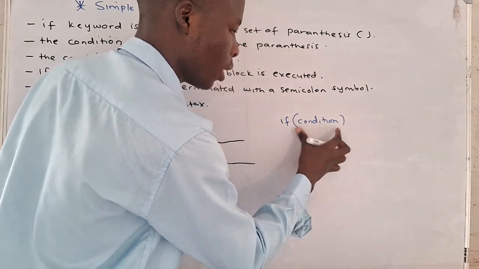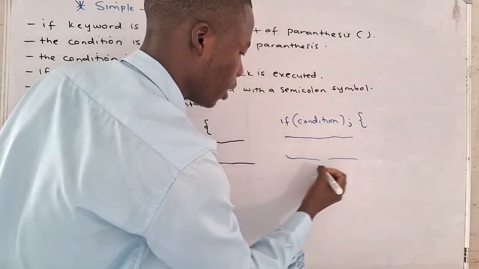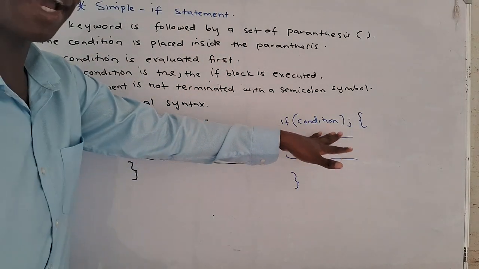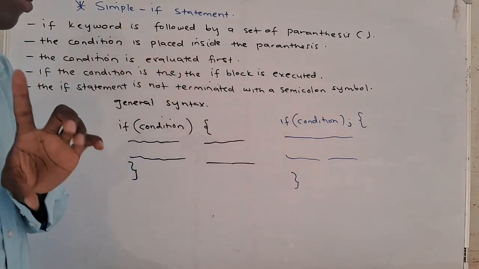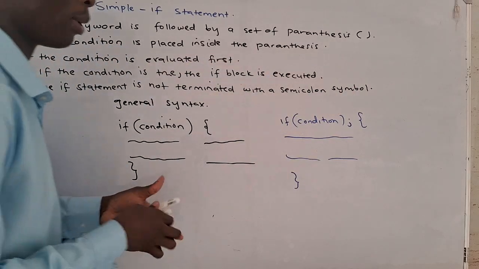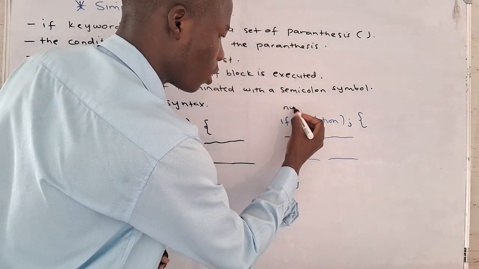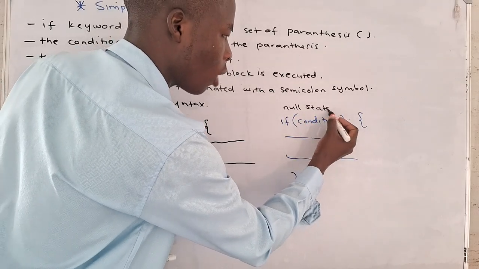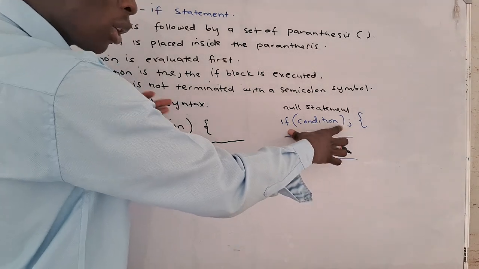This is the condition in the parentheses, then a semicolon, and you are writing some statements here. Then this is the closing curly bracket. What will happen? The compiler is not going to give you an error. But it is going to think this statement is a null statement. It is going to take this statement as a null statement. So what is going to happen? This statement is not going to be printed.